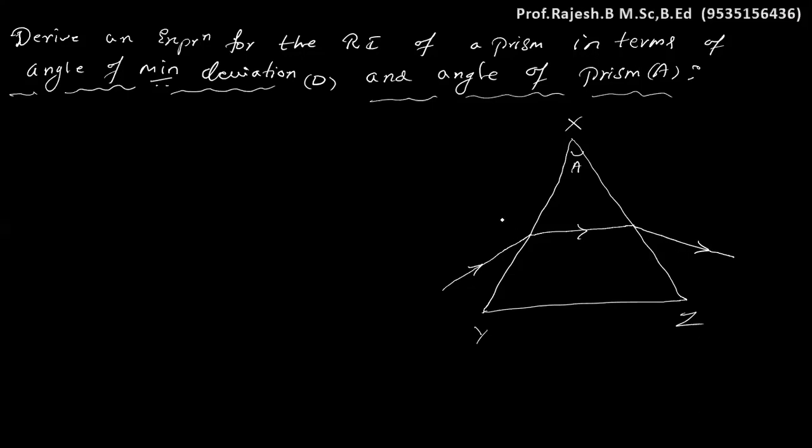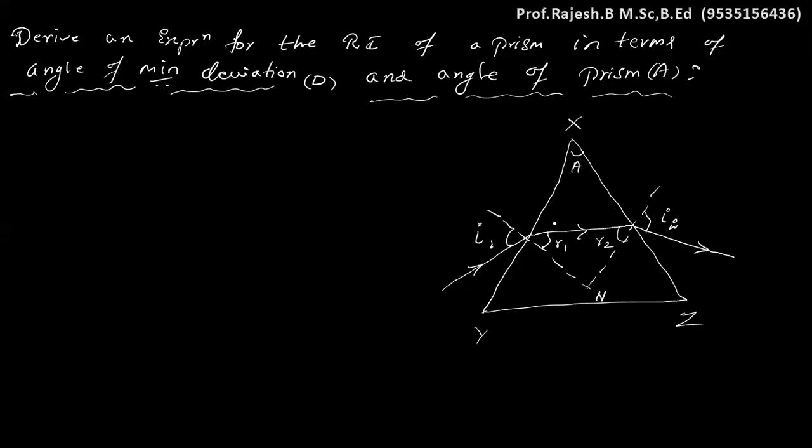So for this face, this is the normal line, and for this face, here is the normal. The normal lines will meet at one point, let it be here. So this is the incidence one, and even from this side, if light falls on face XZ, it will retrace the same path. Hence I can call it the angle of incidence I2. And this is the refraction angle 1, and this is the refracting angle 2.